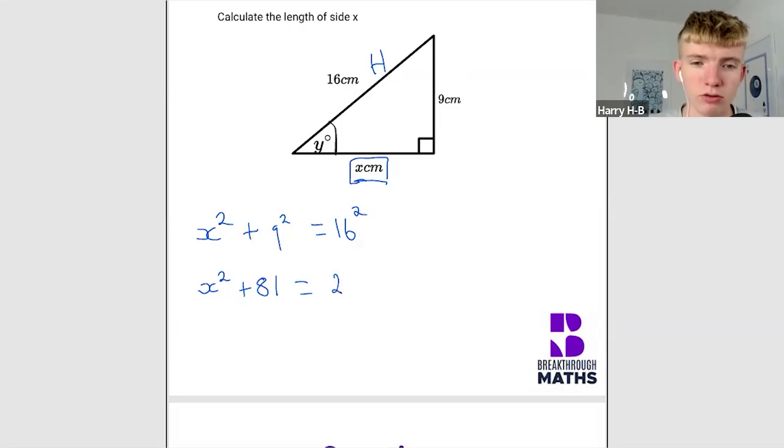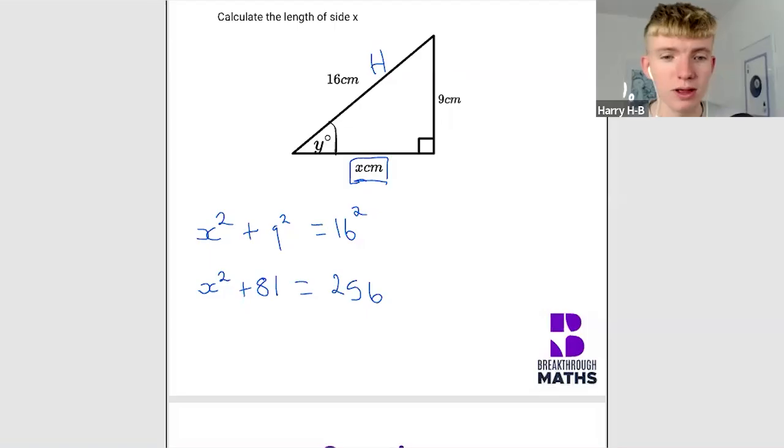16 squared is going to give us the answer of 256. Okay, now, what do we do from here? Those of you that are saying we make x the subject, you are absolutely bang on. If anyone did say that, give yourself a pat on the back, all right? In order to do that, oh, I've just absolutely slammed my desk. My apologies if you heard that.